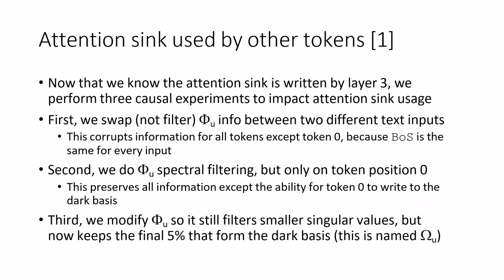So the next last thing we're going to do is look at how this gets used by other tokens. And so the author does three causal experiments where, again, he's interfering with the model to prove by experiment that doing X will affect the model, doing Y won't. One of the things he does is take different sentences as inputs, and in a particular place he's going to use this filter, but instead of deleting the signal, he's going to insert the signal from the other sentence.